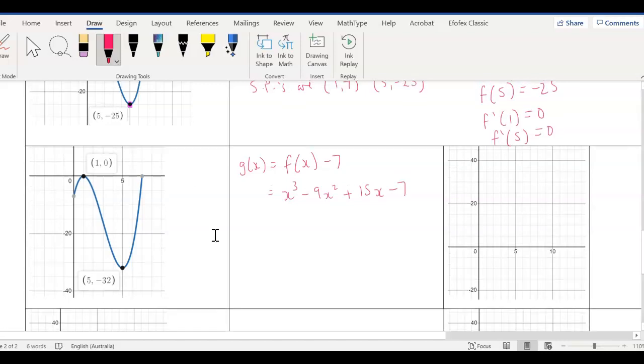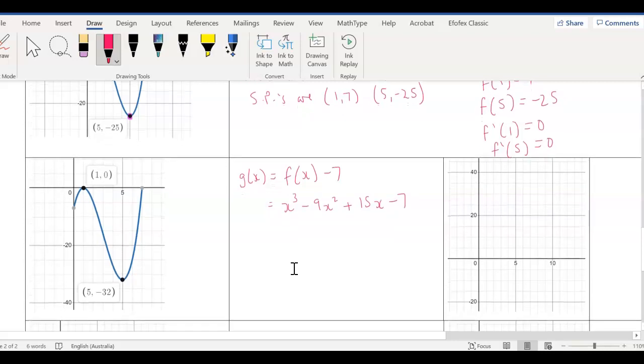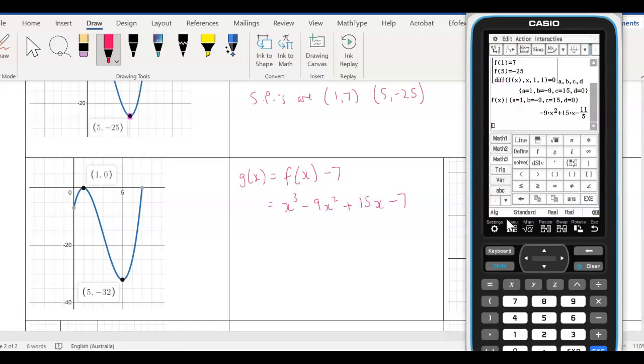Now, if you didn't understand what was happening there, or you wanted to do it on your calculator, you could just use a slider. So let's go back to the calculator. I might actually define that because I'm going to do a few things with it. So let's define f of x equals x cubed minus 9x squared plus 15x. And then we had plus 0, so we don't need that.